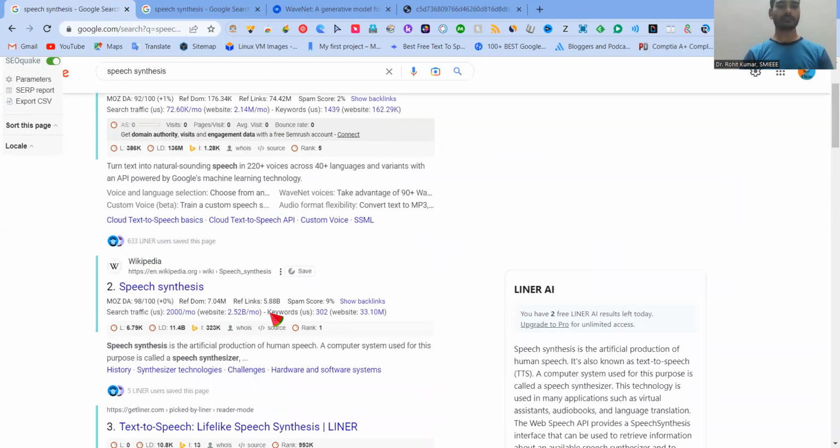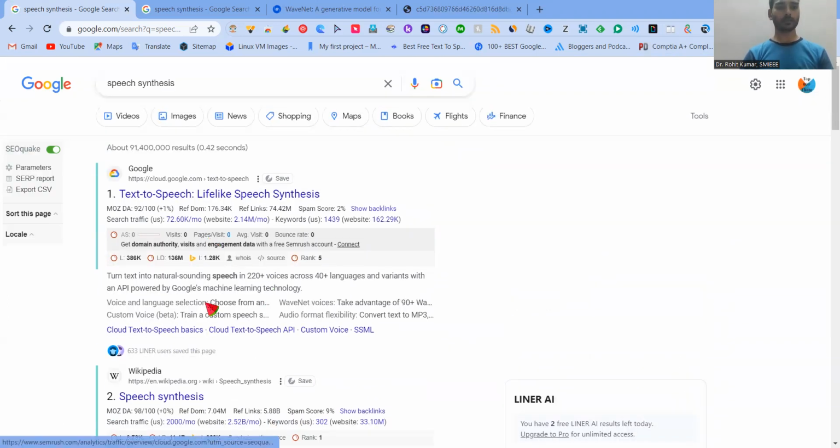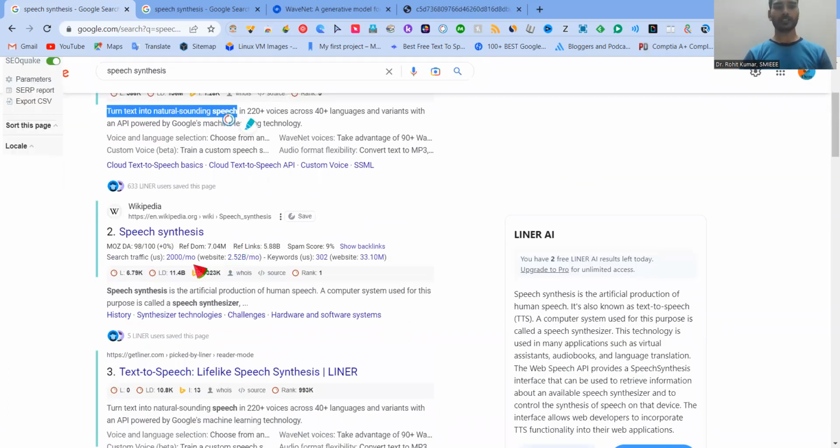Here the basic definition says that Google says it is nothing but turning text into natural sounding speech. And if we talk about Wikipedia, then Wikipedia says that it is nothing but the artificial production of human speech. So in short, the same thing that I'm telling you: when you have some sort of different input, for example text input or some other sort of artificial input, and then you are converting it into the speech form, then it is speech synthesis. So that's the basic definition.